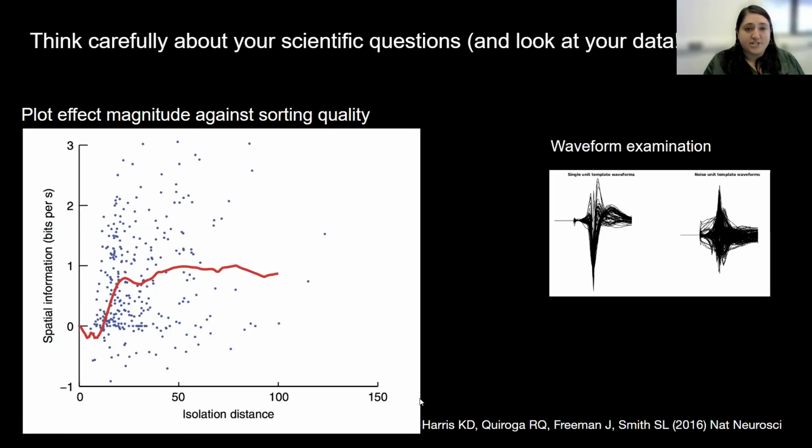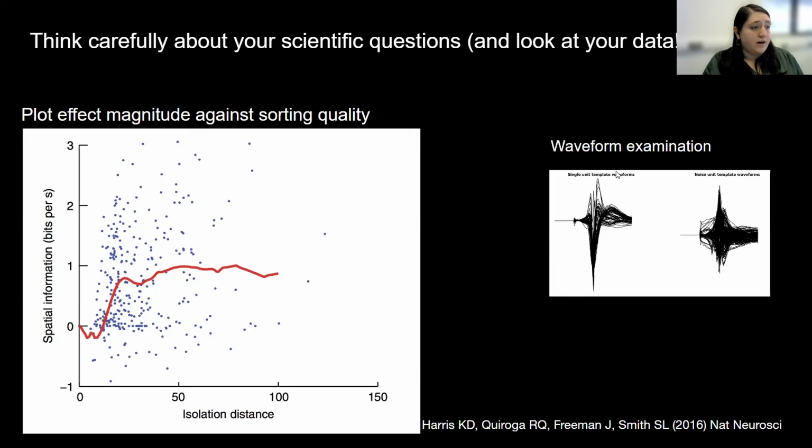And so what they did is they plotted all of their neurons, not just the ones that pass, as a function of the isolation distance, which is one of these quality metrics. And what you see is that even for the well-isolated neurons, the ones towards the right of the x-axis, they still see the effect that they were showing. So it's just these types of sanity checks to make sure that the neurons that you're including in your analysis are high quality neurons.